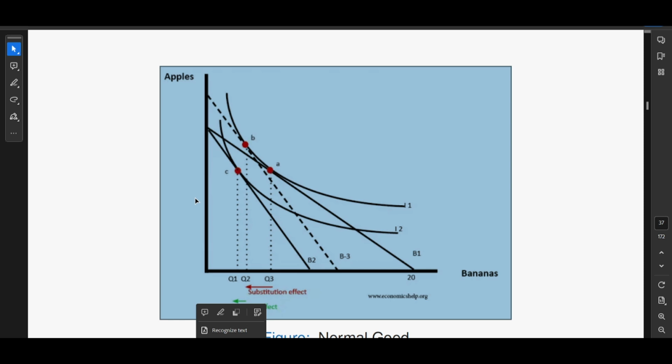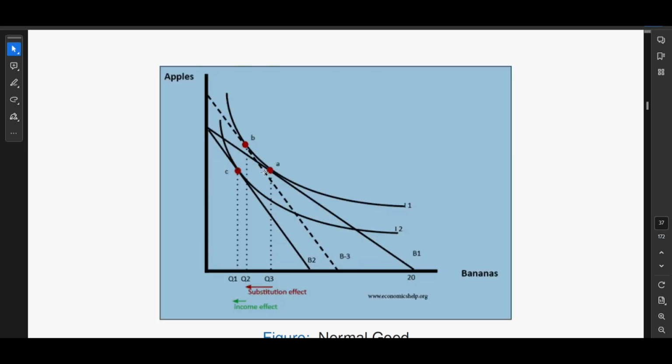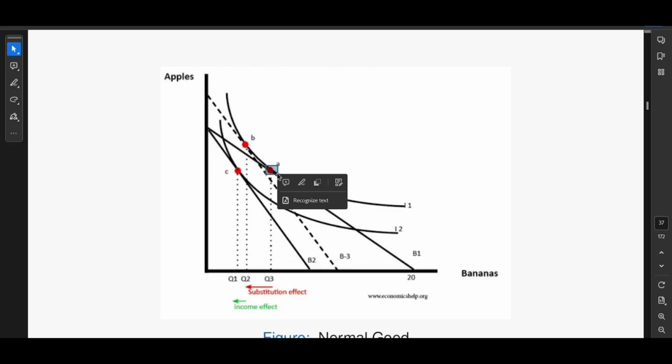So we see in this case that the consumption of apple has decreased a little bit, right? This is not a good example. Normally, I would draw it on the board to show it clearer.